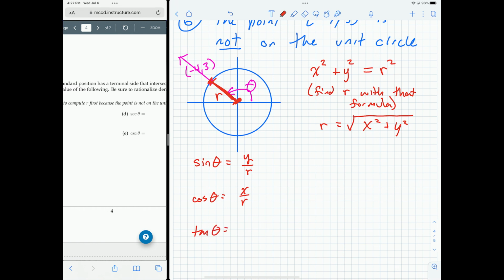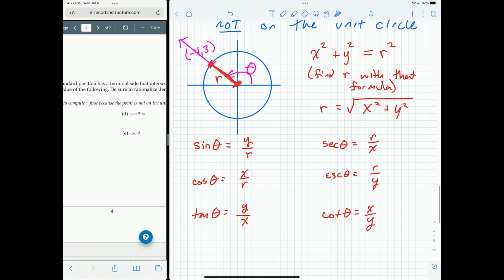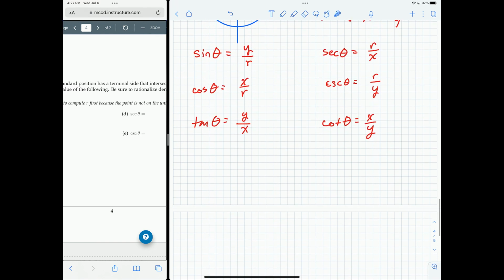The tangent is y over x. The secant is r over x. The cosecant is r over y. And the cotangent is x over y. So the top 4 formulas here, these two and these two, have r's in them, and that's different than above. That's all because the point is not on the unit circle.